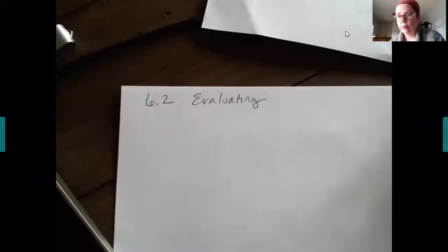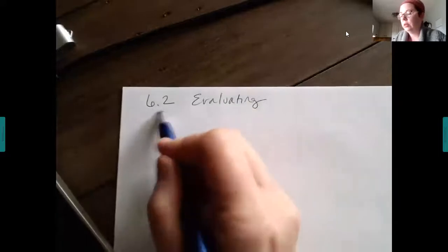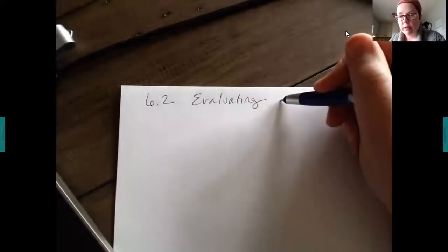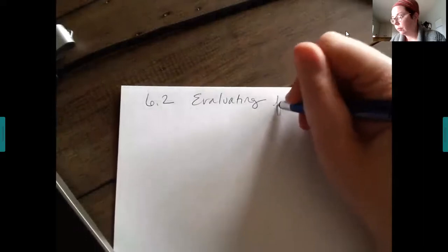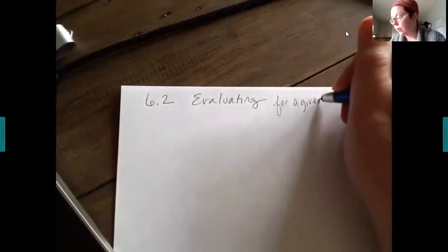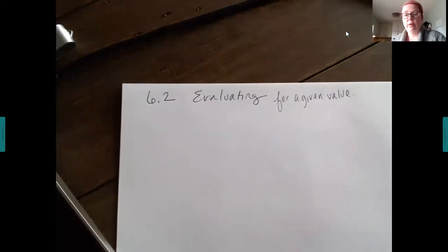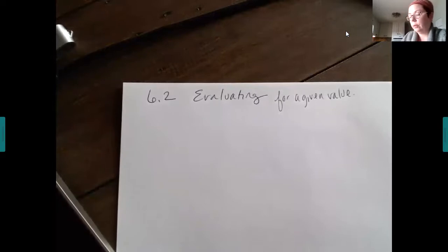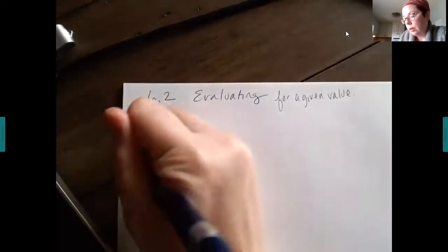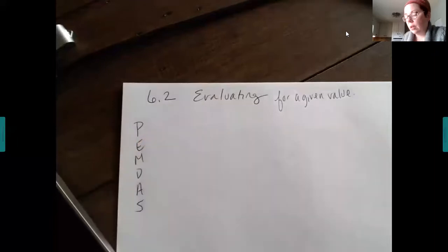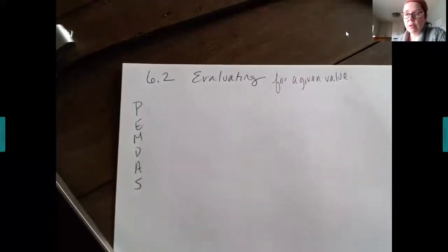Okay, so here we're going to look at what relates to homework 6.2. We're going to be evaluating for a given value. And this is something we've actually done before. I've had you do this in class, and basically it's just a matter of following order of operations, right? So again, we want to keep those in mind. And we're substituting in a value for a variable, and we're going to math our way to the answer.